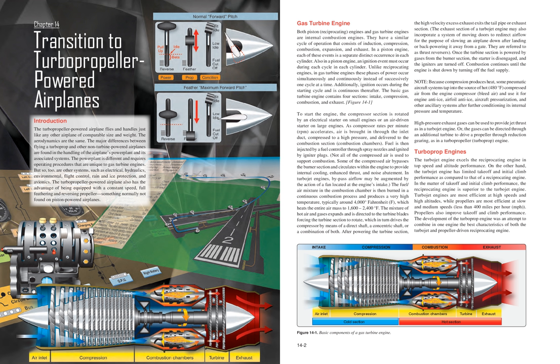Intake, compression, combustion, exhaust. Air inlet, compression, combustion chambers, turbine, exhaust, cold section, hot section. Figure 14.1. Basic components of a gas turbine engine.